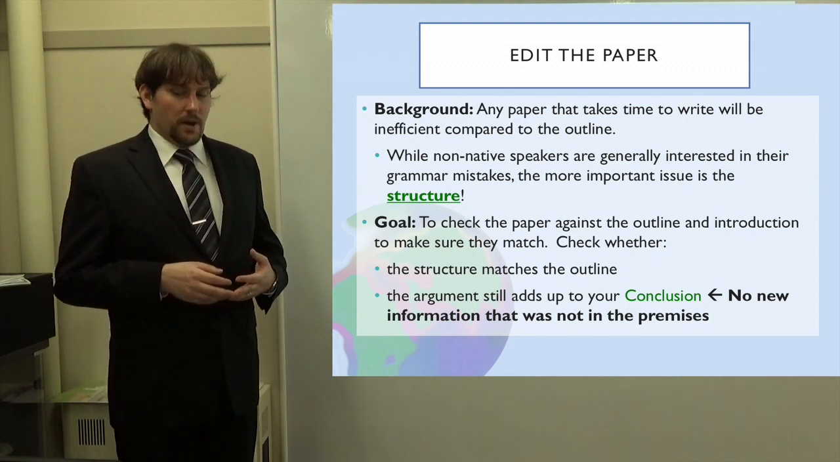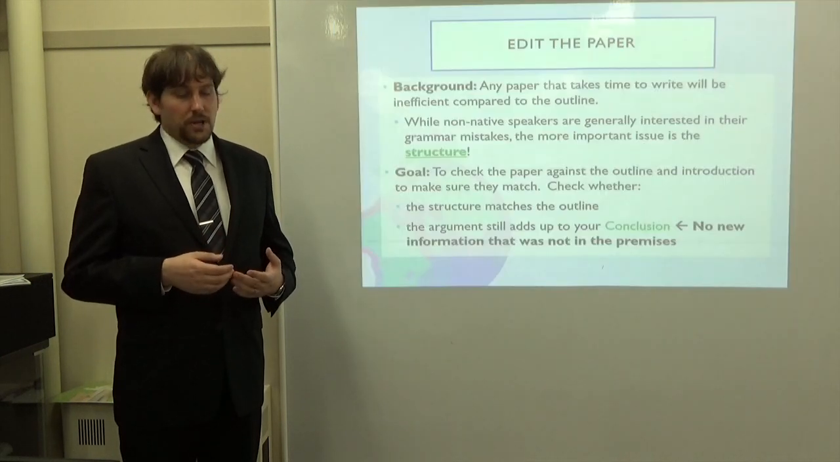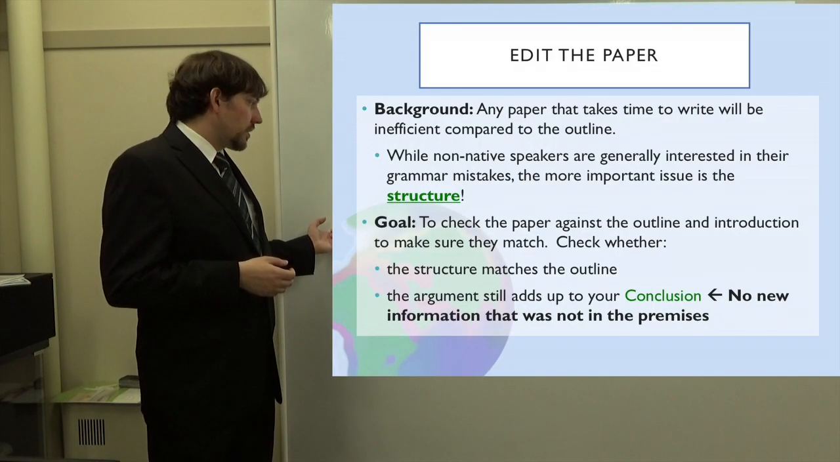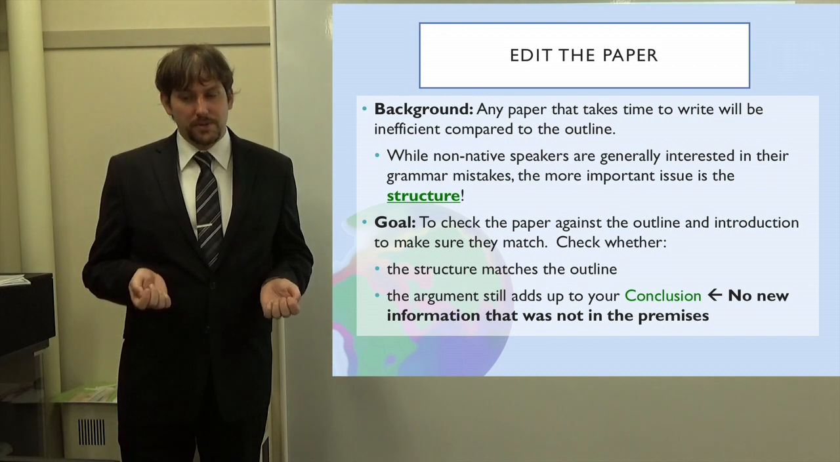So the goal at this step is to check the paper against the outline and make sure they match. You're going to check whether the structure matches the outline, whether the argument adds up to your conclusion. The point is that you don't want to have any new information that was not in the premises.